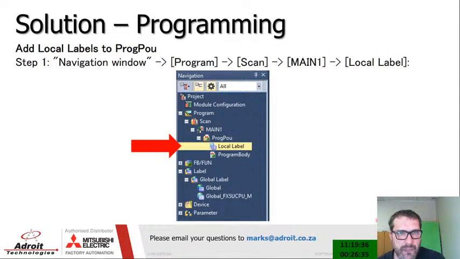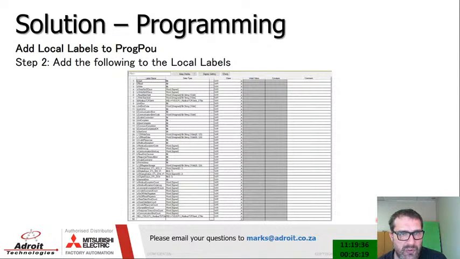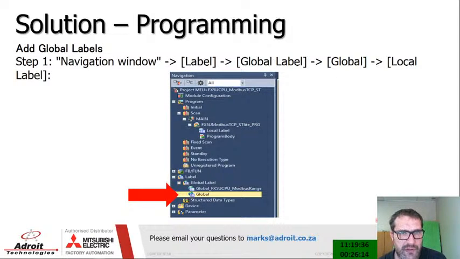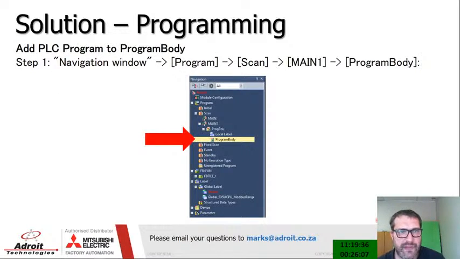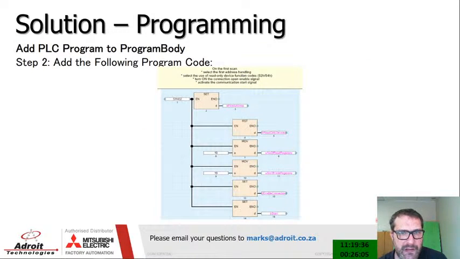Okay. First thing you do after you've created that is you always go and change your labels. And when I talk about labels, I mean that's your variables that you will change in the meantime. So under local, you're going to add all of these labels. And then you're going to go to your global labels, and you're just going to add those global labels. Once you've done that, you go to the program body. And under the program body, you will add the following.